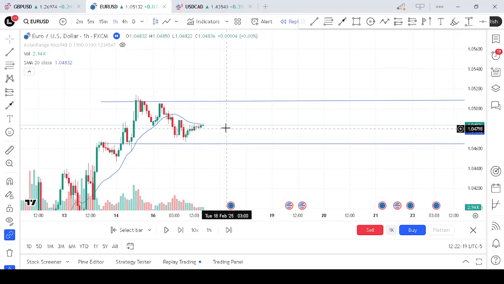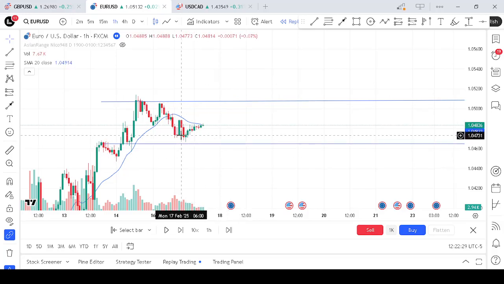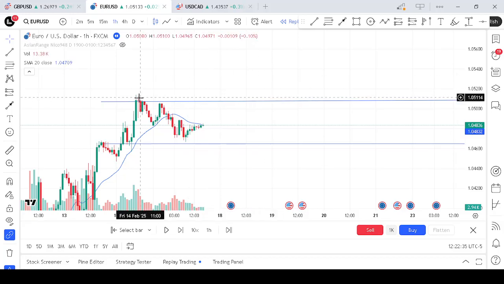In the 1 hour time frame, we would look for a clear break of the previous day extreme, either the upside or the downside. For a buy trade, we wait for price to break above yesterday's high. This is yesterday's high from what we marked on our daily time frame.